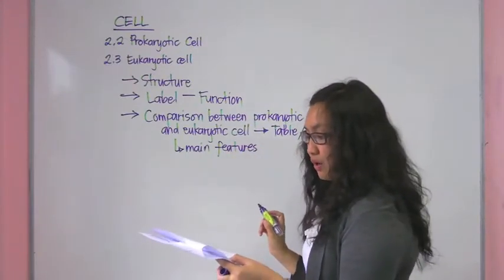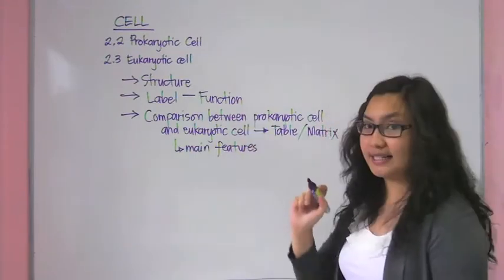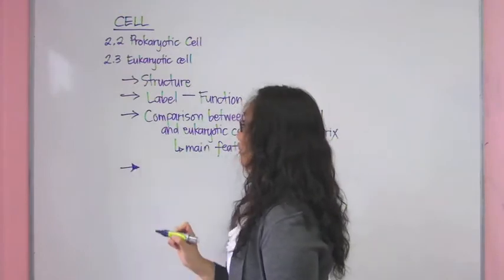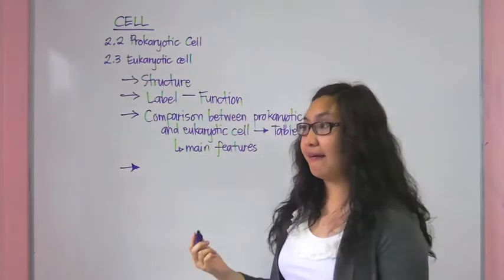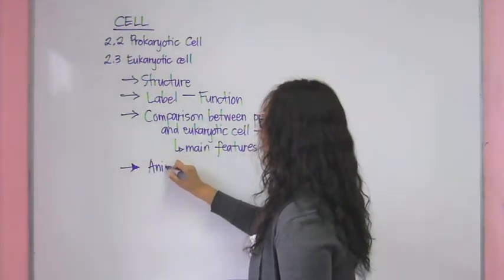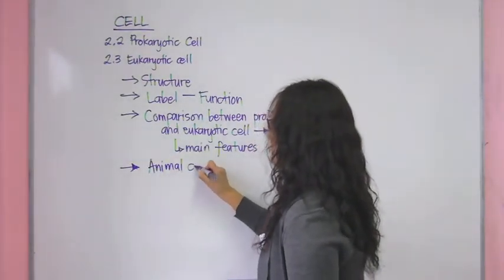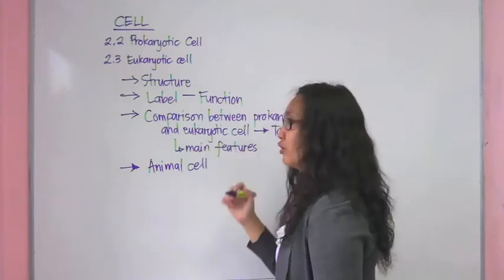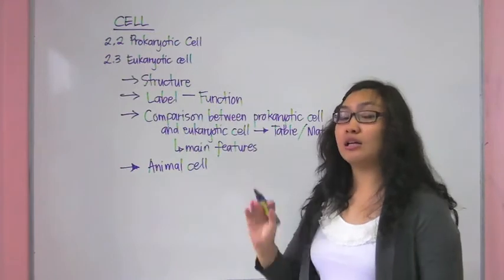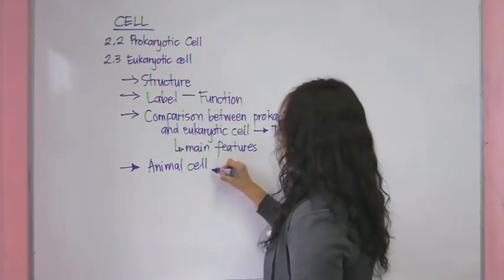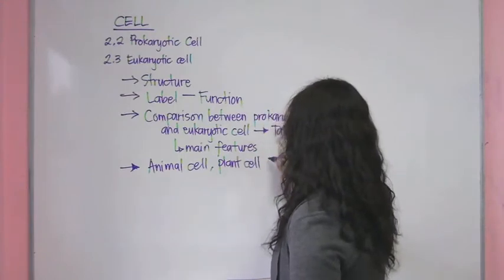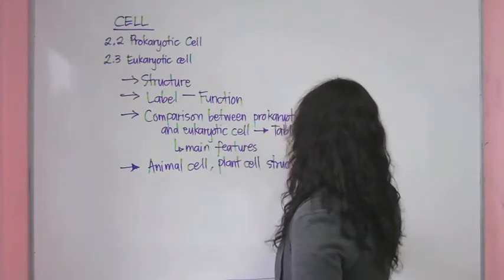Okay, so under eukaryotic cell, we can now elaborate that eukaryotic cells have two types. We have plant cell and animal cell. So under animal cells and plant cells, there are still differences. We can also show the comparison between the two if we write them down in a matrix. Okay. Structures.